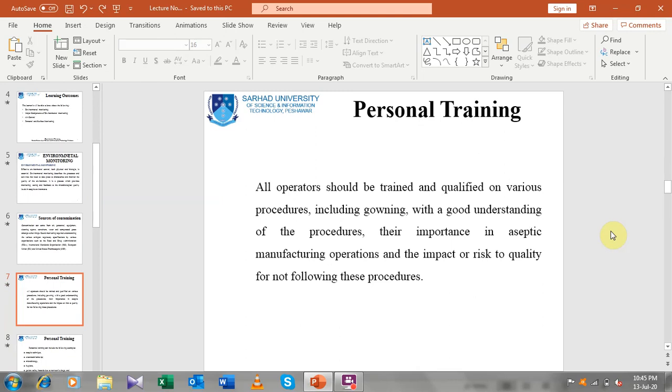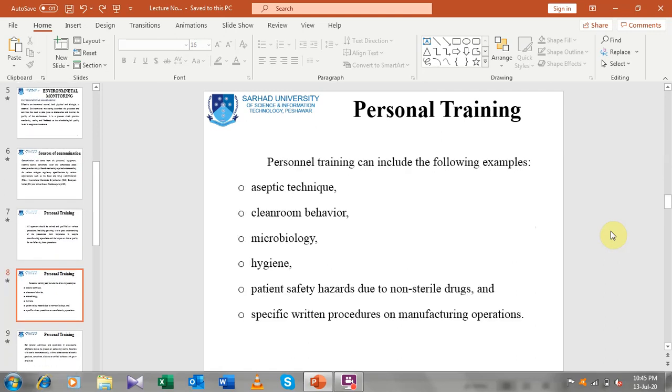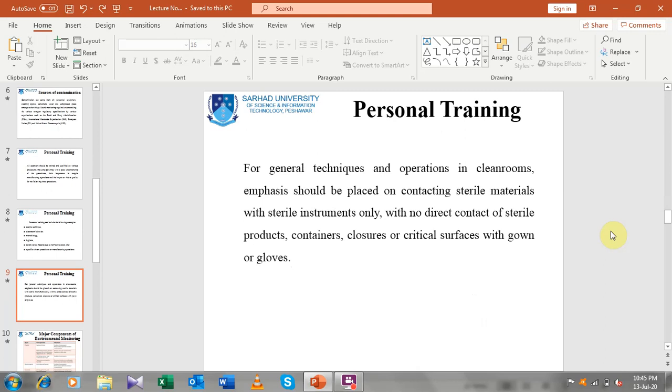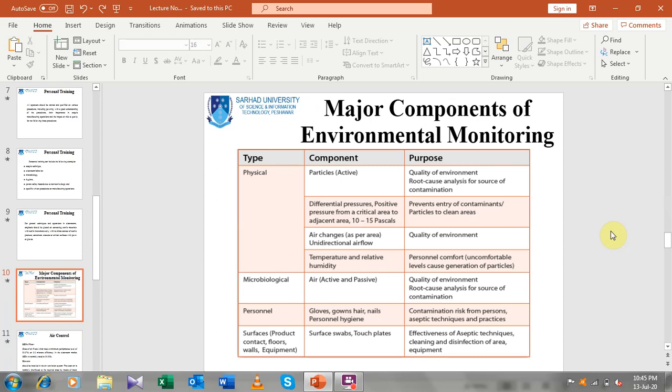After that, I have told you about the personal training, which type of training should be given to the qualified person. The operator should be properly trained, and the examples of the personal training regarding the aseptic technique, clean room behavior, microbiology, hygiene, patient safety, hazard, and specific item procedure. Personal training should be done regarding the techniques as well as operation in the clean rooms as well.